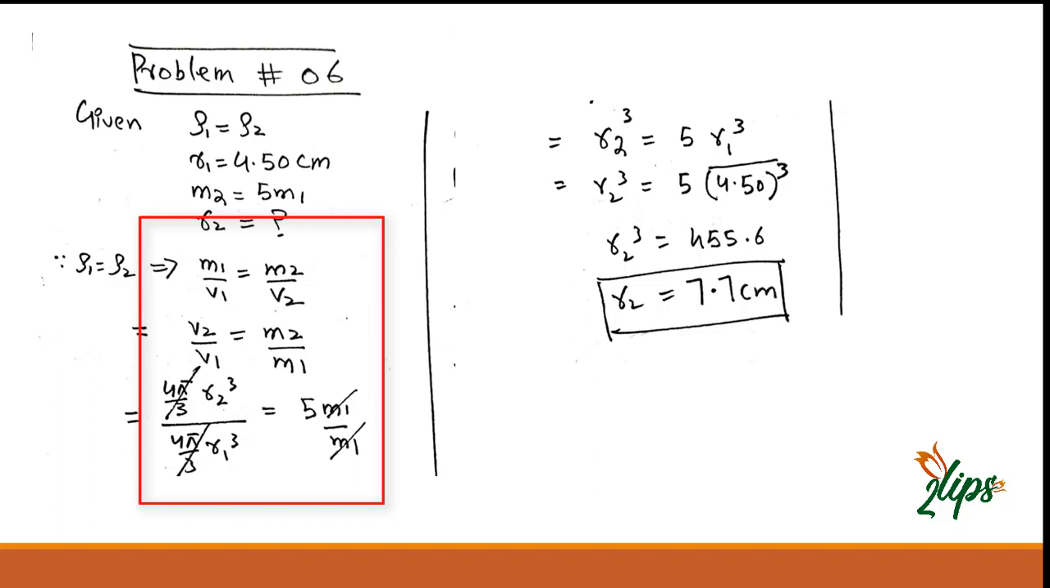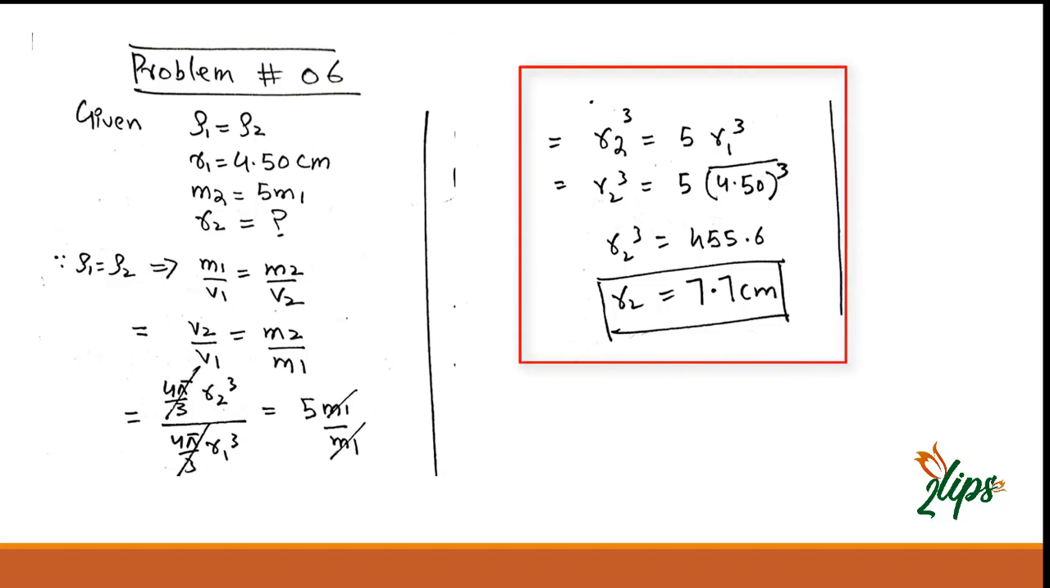So on the left side, I will get r2 cube divided by r1 cube, and on the right side we know that m2 is equal to 5 m1. So putting the value of m2, I will get 5 m1 divided by m1. So m1 will cancel out. So from this expression I will get r2 cube divided by r1 cube is equal to 5. So by cross multiplication I will get this expression.